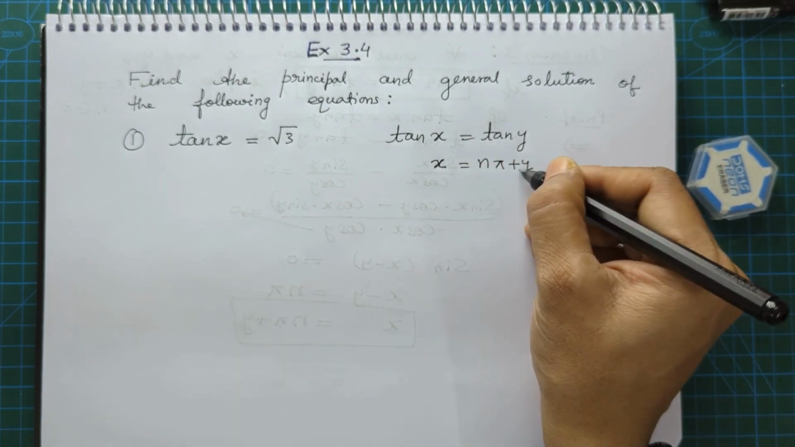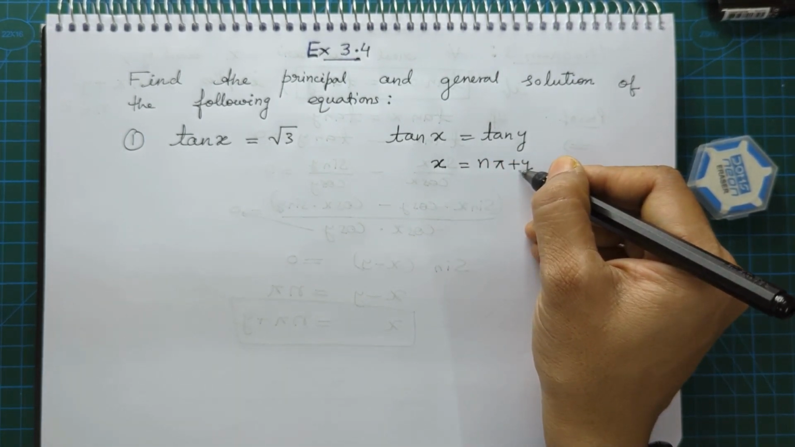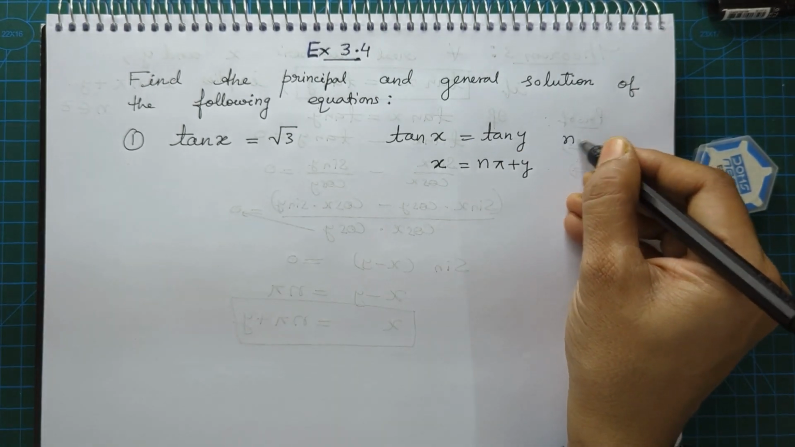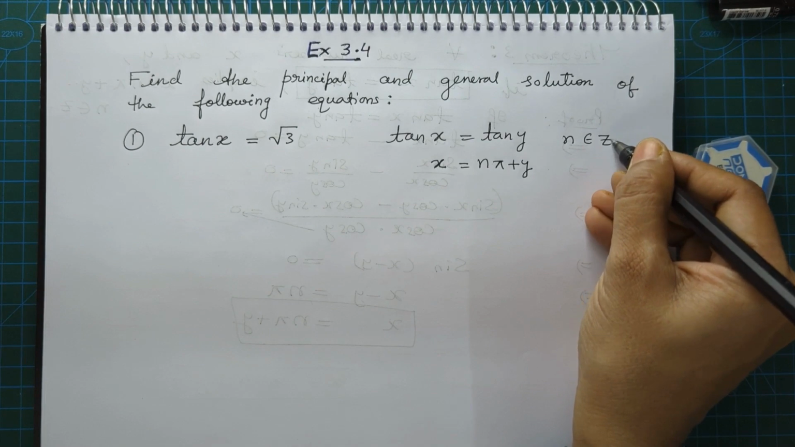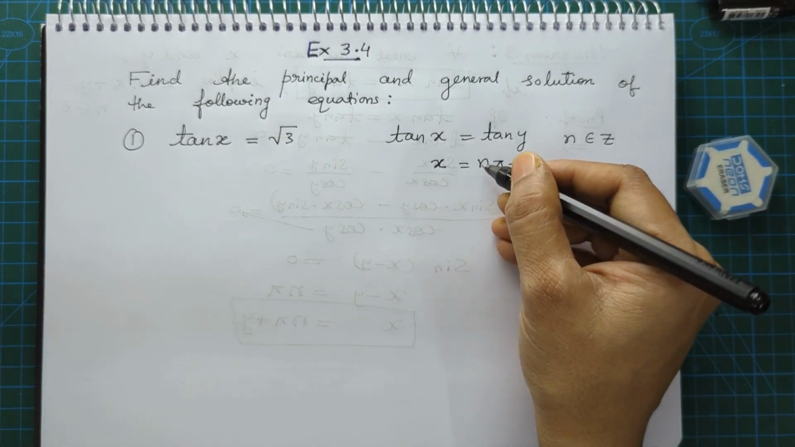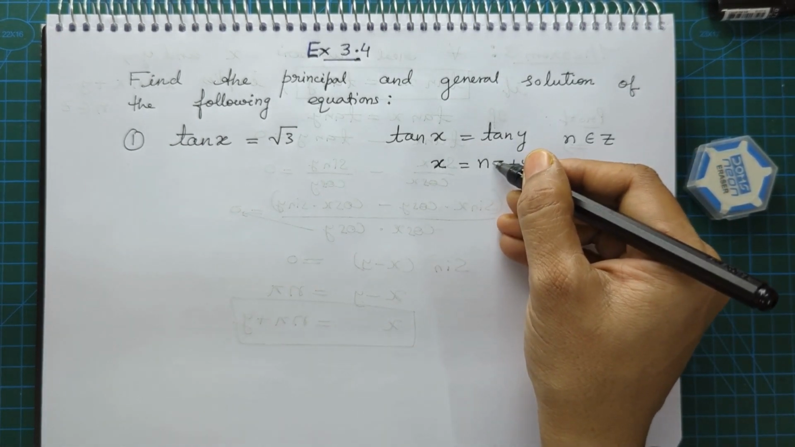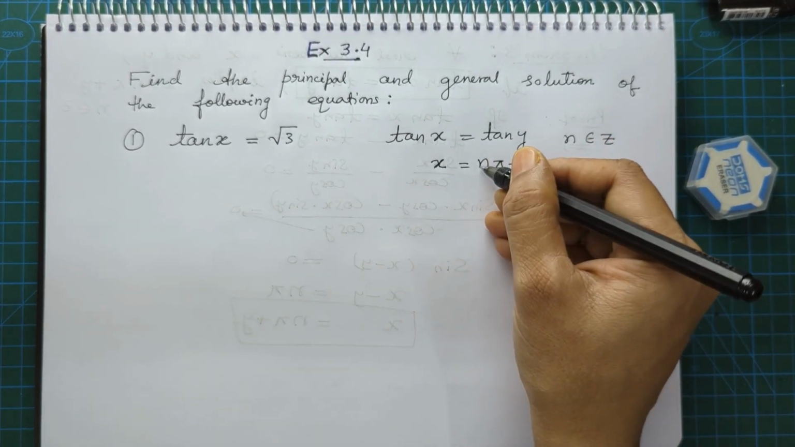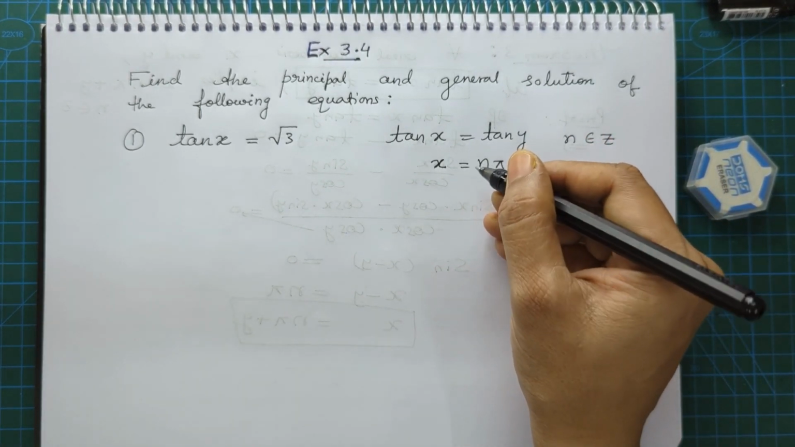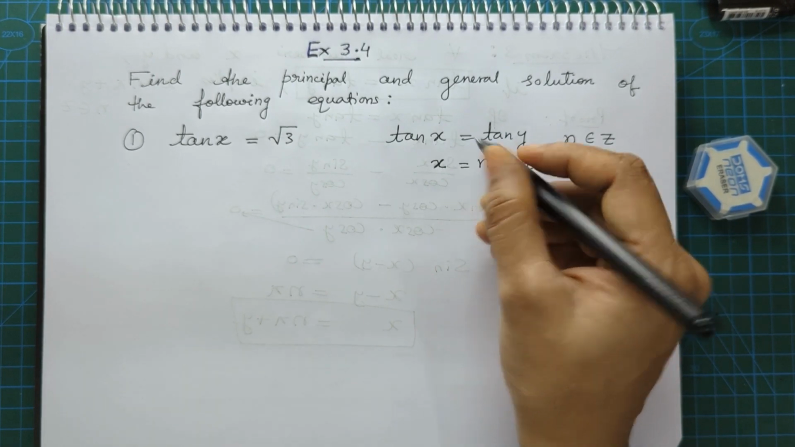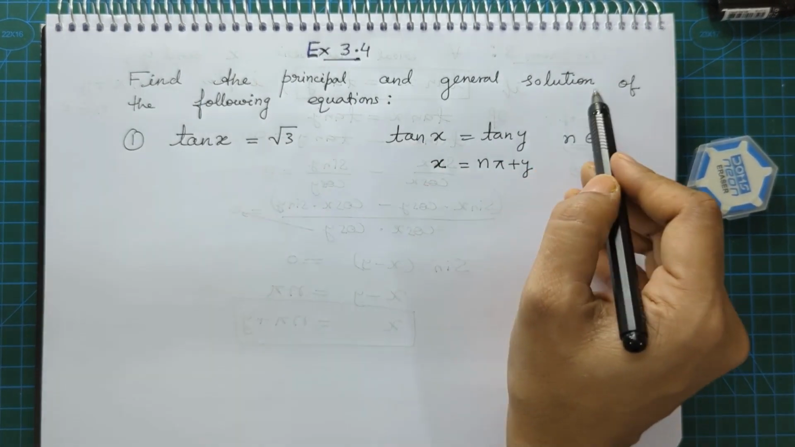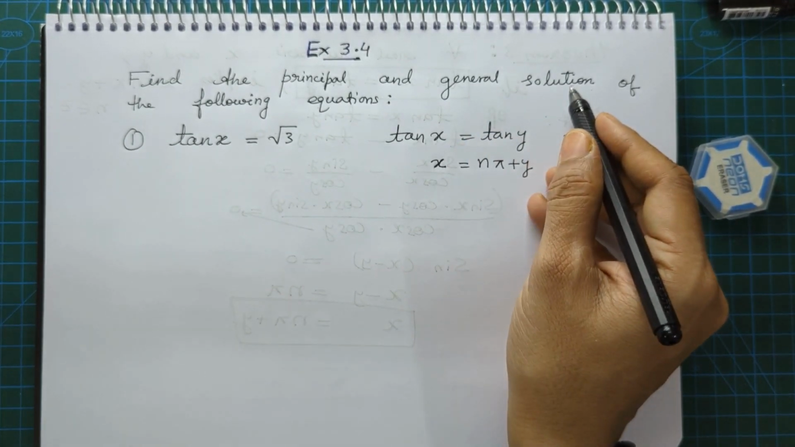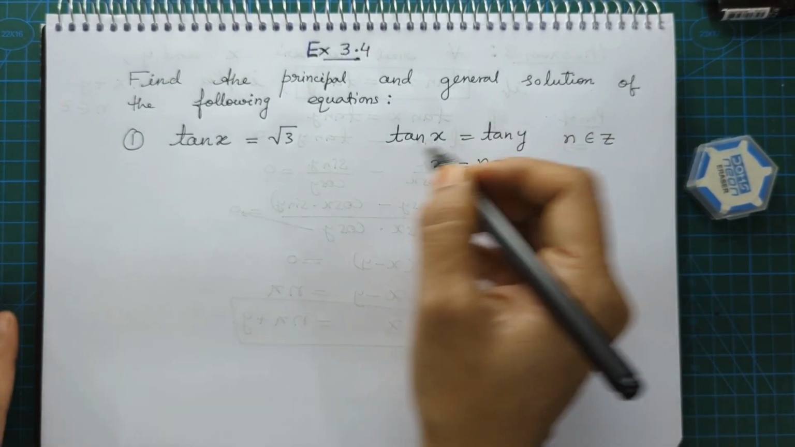Why will this equation be called the general solution? Because it has got the integer n. n belongs to the set of integers. In place of n, when we put 1, 2, 3, 4, etc., then we will get a good number of solutions. Out of those solutions, those which are less than 2 pi will be called the principal solution. First, let us find the general solution and then we will find the principal solution.